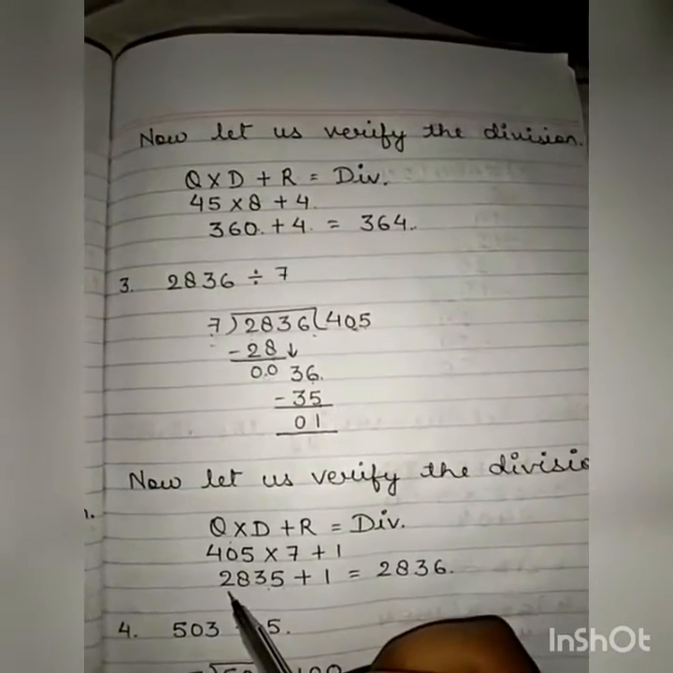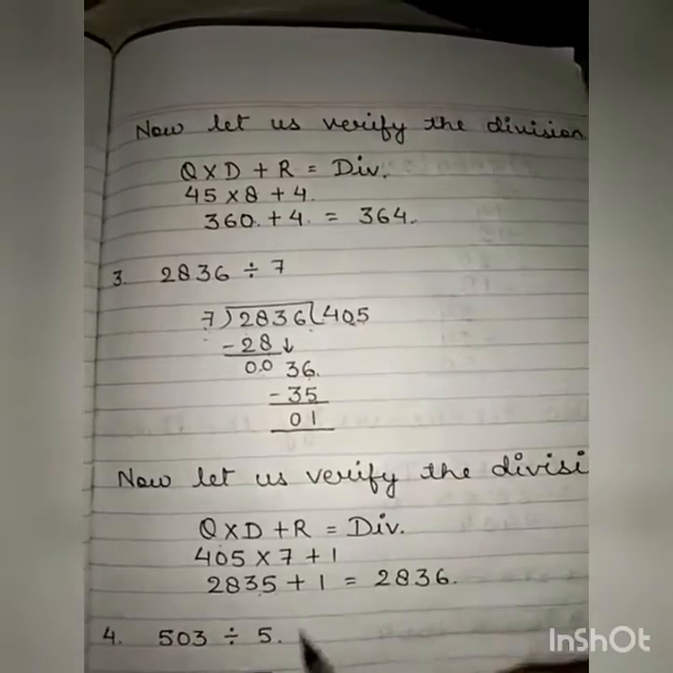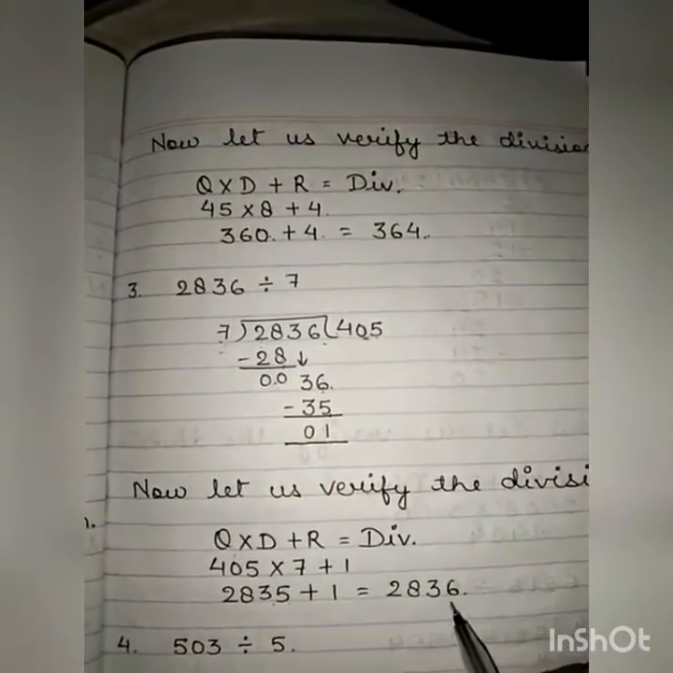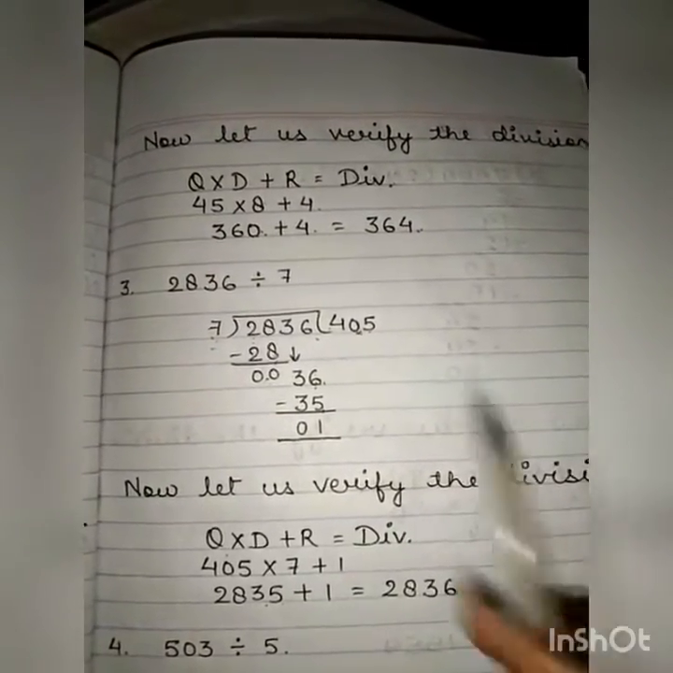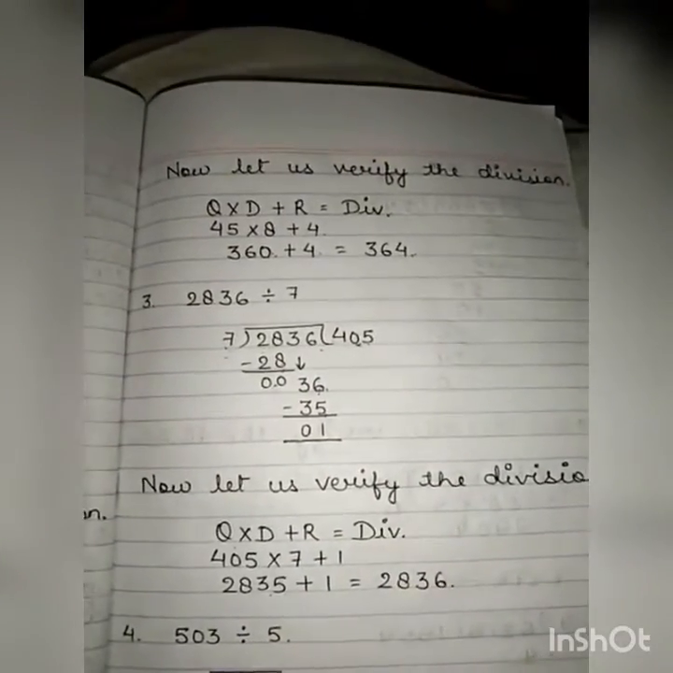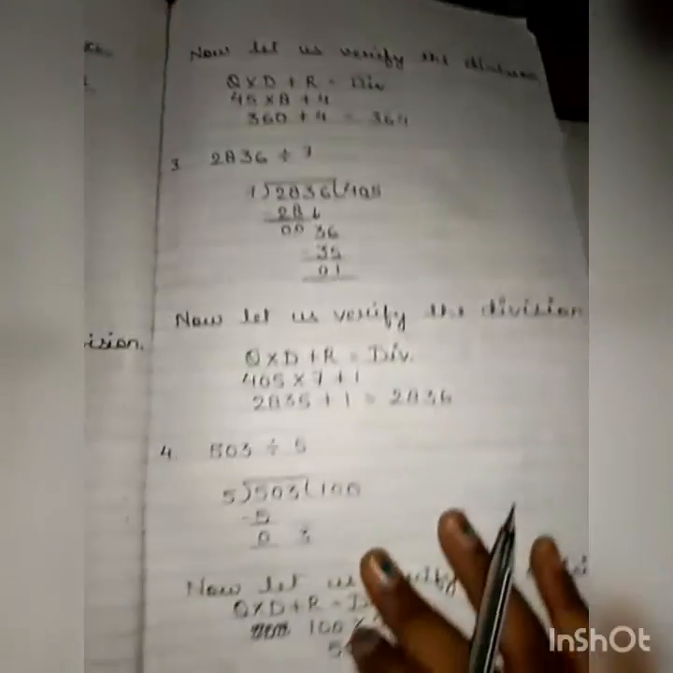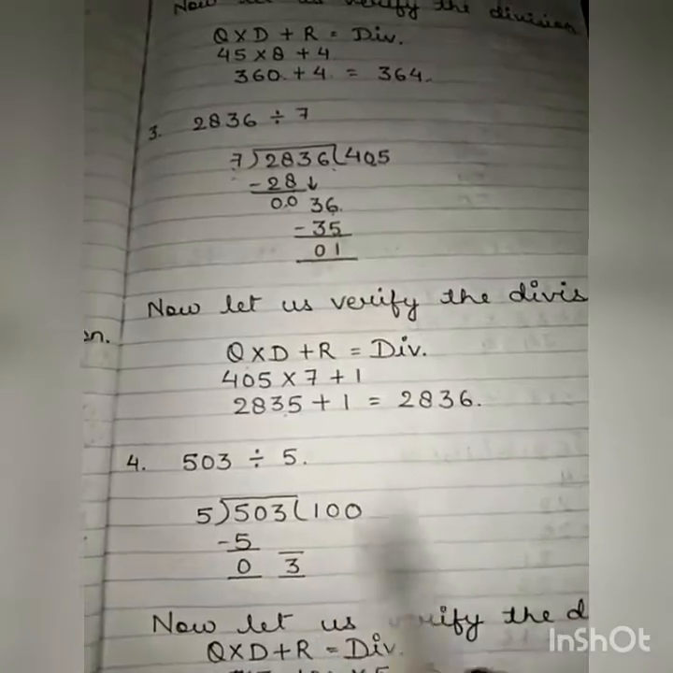7 4s are 28. Now we will add 1 in 2835. So the answer will come 2836. Now this 2836 is the dividend given in the question. So children, it means that the division which we have done is correct. Next, question number 4 is 503 divided by 5.